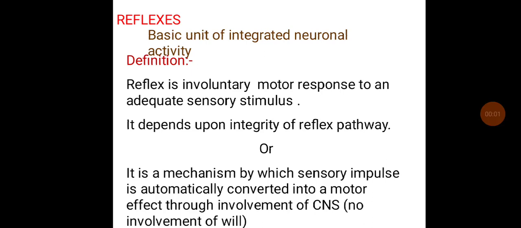Hello students, in this class we'll try to know what reflexes are and what the different types of reflexes are. Reflexes are the basic unit of integrated neuronal activity. By definition, a reflex is an involuntary motor response to an adequate sensory stimulus. It depends on the integrity of the reflex pathway, or it can also be defined as the mechanism by which a sensory impulse is automatically converted into a motor effect through involvement of the central nervous system. Remember here that there is no involvement of the will.